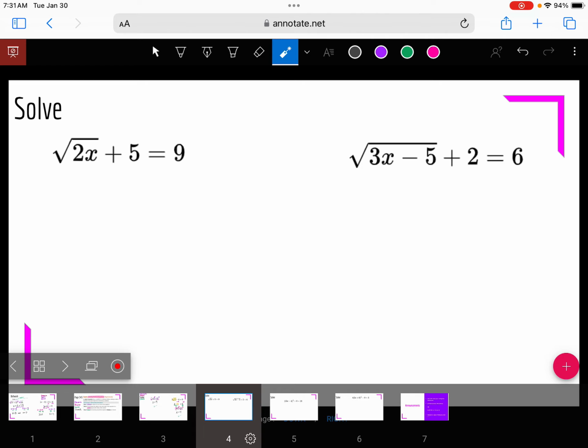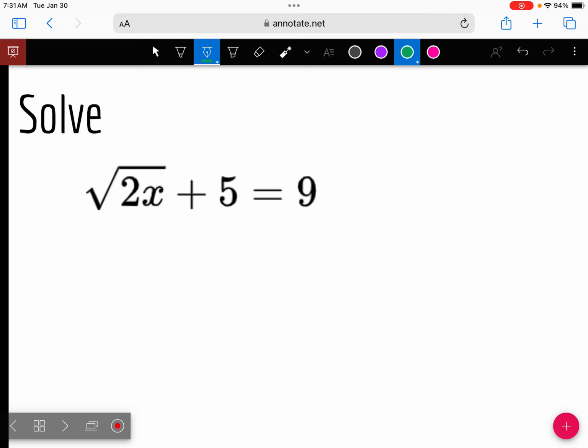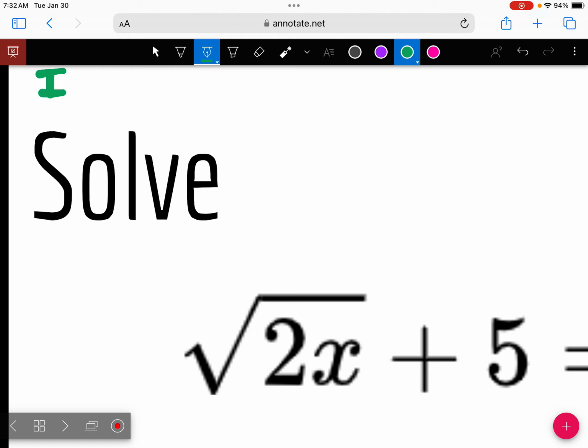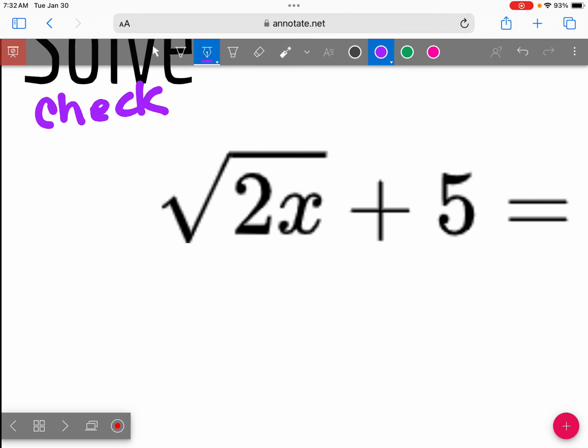So we've got the square root of 2x plus 5 equals 9. So this is our first one. And again, we're going to need to isolate. Then we're going to use our power. Then we're going to solve. And we're going to check. So we've got to do all those steps. Isolate, power, solve, check.